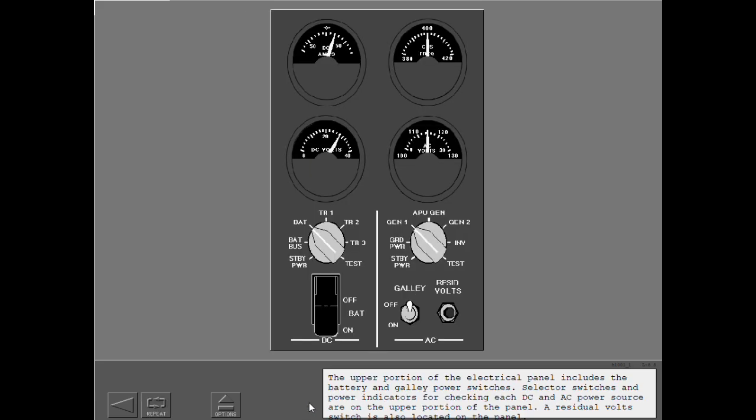The upper portion of the electrical panel includes the battery and galley power switches. Selector switches and power indicators for checking each DC and AC power source are on the upper portion of the panel. A residual volts switch is also located on the panel.